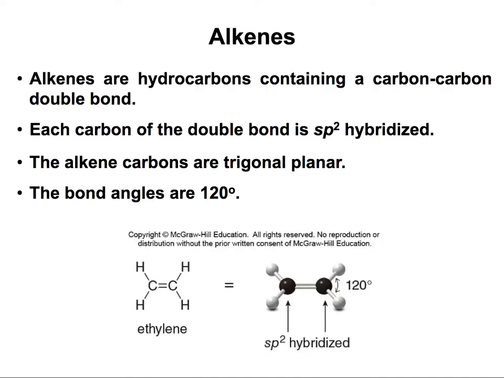In this chapter, we're going to be talking a lot about alkenes, so that's why I wanted to review some of the concepts that we already know and expand it to new ones. So as you know, alkenes are hydrocarbons, meaning that they are only composed of carbons and hydrogens, and they contain double bonds. So each carbon on the double bond is sp2 hybridized, which means that it's trigonal planar and that the bond angles are 120 degrees apart.